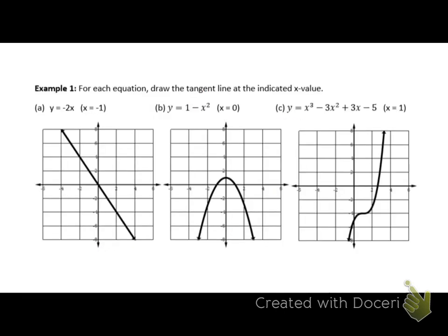Okay, so for each equation, draw the tangent line at the indicated x value. The x value that you pick is important. It does change what the tangent line is going to look like. Now, your goal when you're drawing a tangent line is to follow the curve. Okay, so if a curve's going straight up and down, your tangent line is going to go straight up and down. If your curve reaches the top, then your tangent line is going to be horizontal. So, for instance, this is just so you can see it, right?